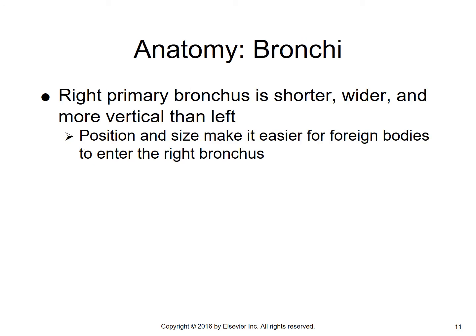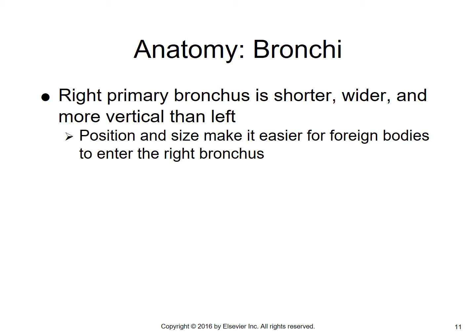A very important note here. The right primary bronchus is shorter, it's wider, and it's more vertical than the left. Now, why is that important? Well, sometimes people, especially children, aspirate something, which means that it gets into our respiratory system from our mouth. A coin, for example, a child might have and aspirates it, or even an adult that has aspirated something. It's more likely to go into the right primary bronchus versus the left. Why? Because it is shorter, it's wider, things can go into it easier.